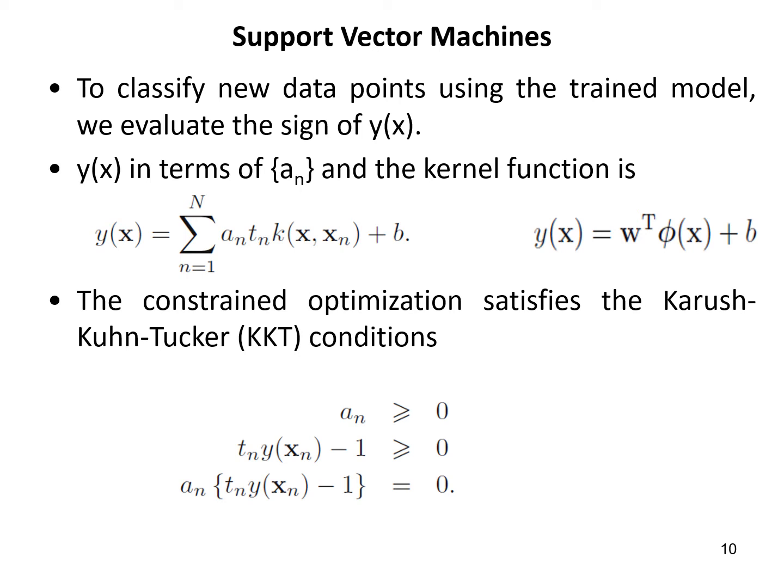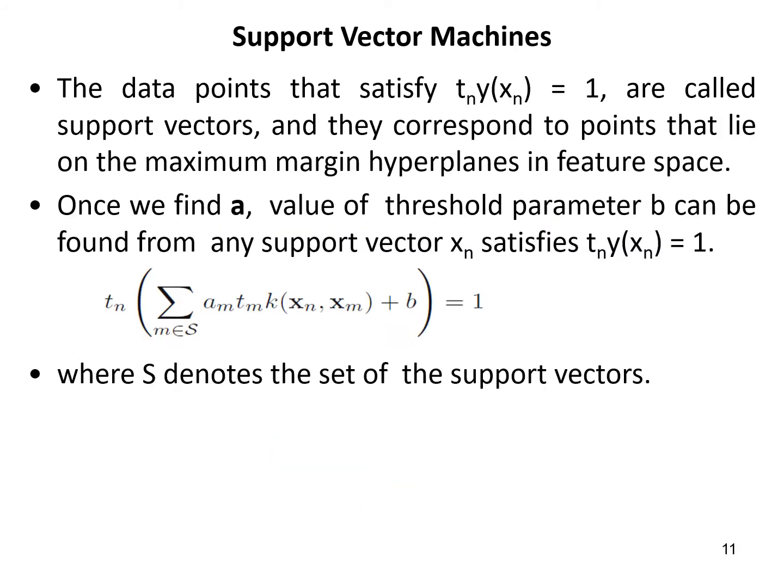The constrained optimization satisfies the KKT conditions: an greater than or equal to 0, tn y(xn) minus 1 greater than or equal to 0, and an {tn y(xn) - 1} equal to 0. The data points that satisfy tn y(xn) equal to 1 are called support vectors, and they correspond to points that lie on the maximum margin hyperplanes in feature space.